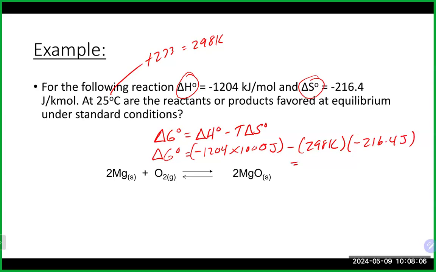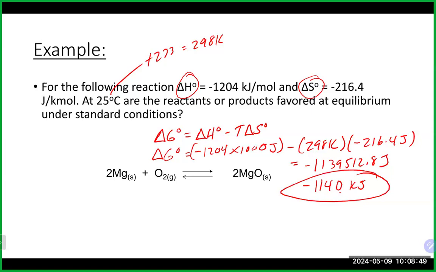Popping in our numbers there is going to give us minus 1204 times 1,000 minus 298 times minus 216.4. Minus 1204 times 1,000. Probably helps to hit the right numbers. Minus 216.4. There we go. All right, we got minus 1139512.8 joules. That's a lot of numbers. We'll divide by 1,000 to put it into kilojoules. So negative like 1140 kilojoules. Seem good.